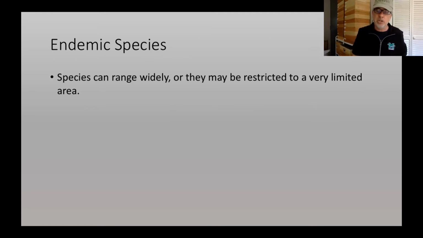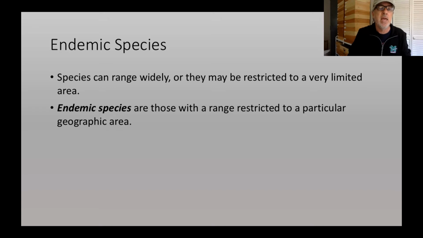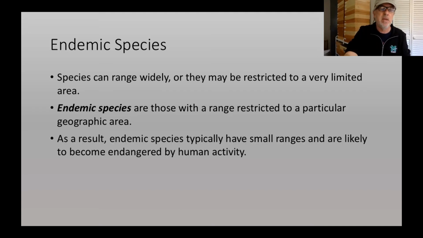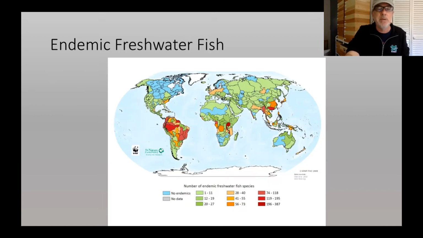Another concept I want you to understand is the concept of endemic species. A species can have a huge range, or it can have a narrow and restricted range with a very limited area. Endemic species are those with a restricted range, especially if it's restricted to a particular geographic area. As a result, endemic species typically have these teeny ranges and are likely to become endangered by humans because they start off with small populations to begin with.